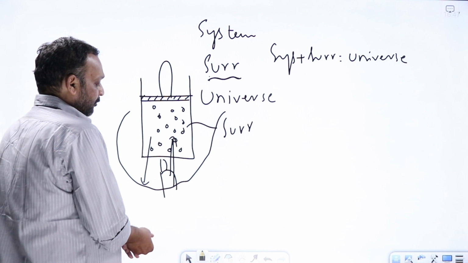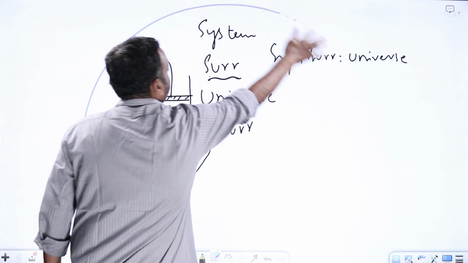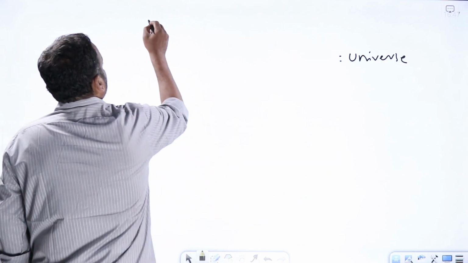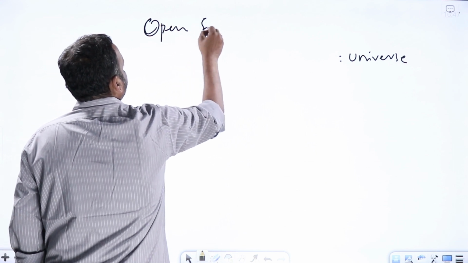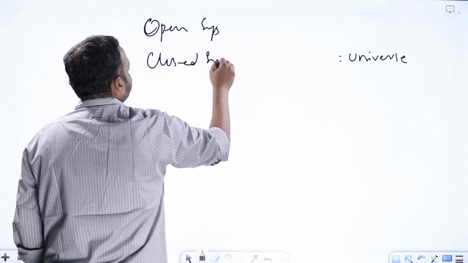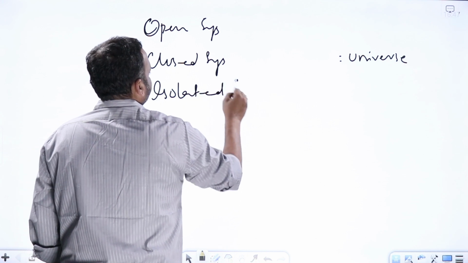Now how many types of systems are there? We come across 3 types of systems actually. One is an open system, then a closed system, and an isolated system. Systems are of 3 types: open system, closed system, and isolated system.